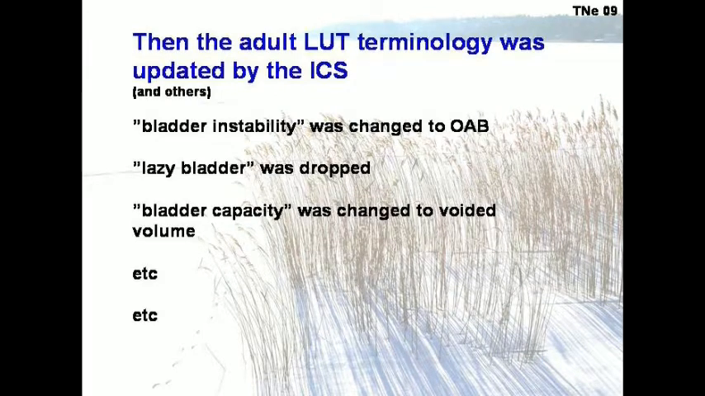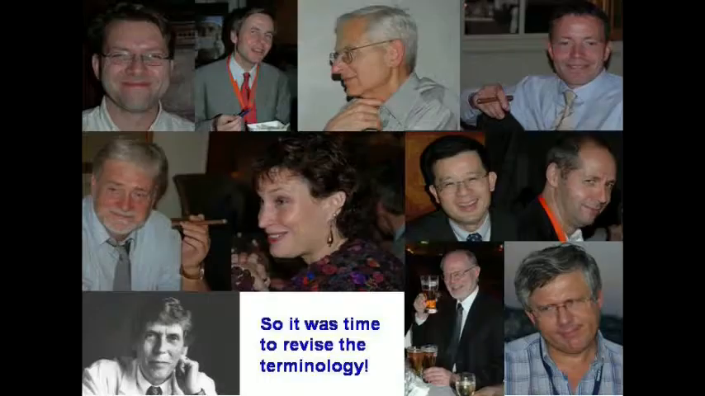Then the lower urinary tract terminology for the adults was updated by the ICCS. And for instance, the term bladder instability was changed to overactive bladder. The pejorative term lazy bladder was dropped. Bladder capacity was changed to voided volumes, etc., etc. So it was time to revise the terminology, and these are the persons behind the document which resulted. Some of them are in this room.